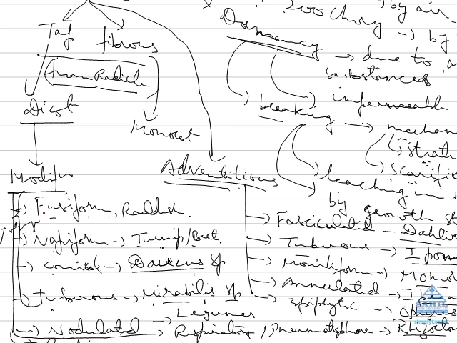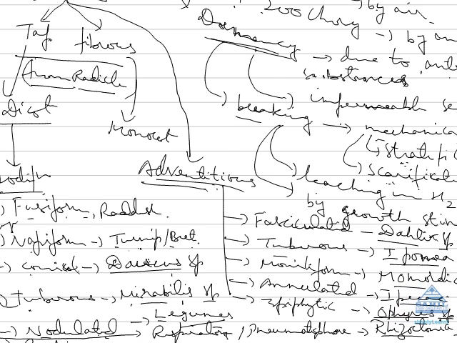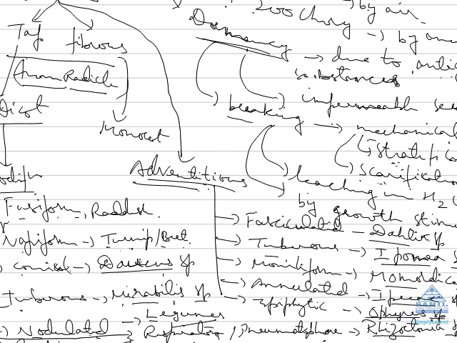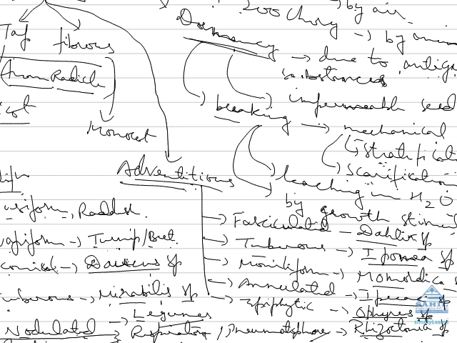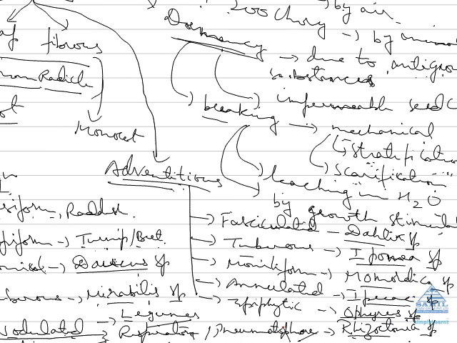Now, a special type of modification of taproot is nodulated, which forms root nodules with Rhizobium, and respiratory roots or pneumatophores. In the Sundarbans, examples like Rhizophora, Sonneratia, and Avicennia have pneumatophores or respiratory roots for absorption of oxygen. Now, modification of adventitious root for storage purpose, what we have first is fasciculated.